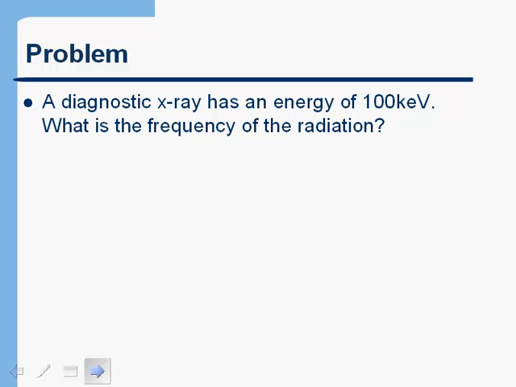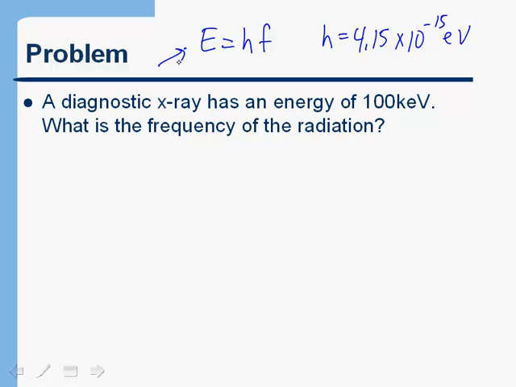Well, let's do an example. A diagnostic X-ray has an energy of 100 kiloelectron volts. What is the frequency of the radiation? Well, we know that the energy in electron volts is equal to Planck's constant times the frequency, and Planck's constant is 4.15 times 10 to the negative 15th electron volts. So in this example, we want to solve this equation for f.